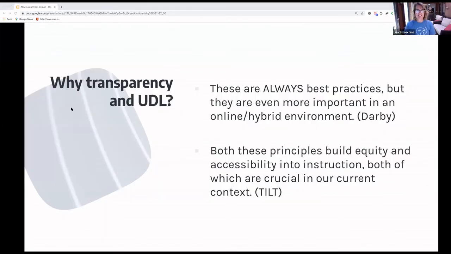So we selected these two lenses because both build equity and accessibility into instruction. Both of them strive to help students get to and deeply understand the why and the how and the what of learning, and both encourage us to think of a variety of modalities when designing instruction. These practices help us explain our own motivations, and those motivations are even more important to present in an explicit way now that we might be thinking about presenting things online.